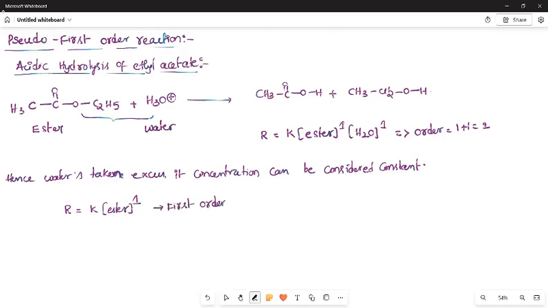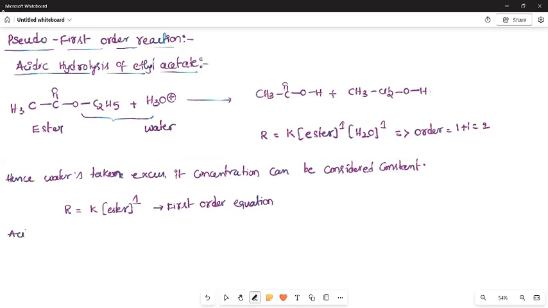But as per the equation, you get the impression of a second order reaction. But if you go by the experiment, the water is in excess quantity, so you can neglect it. Therefore, the rate of the reaction depends upon ester only. That is why this kind of reaction is a pseudo first order reaction, looking like second order, but originally it is a first order reaction.